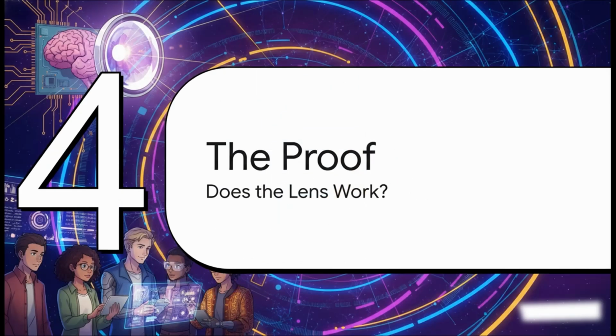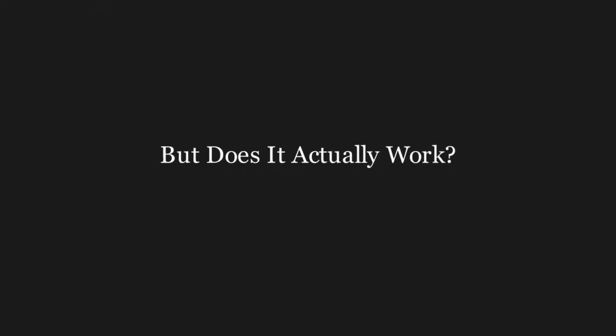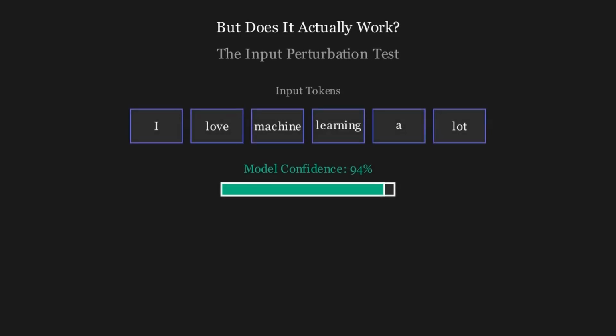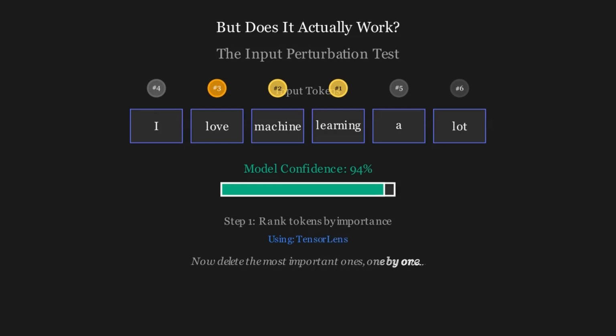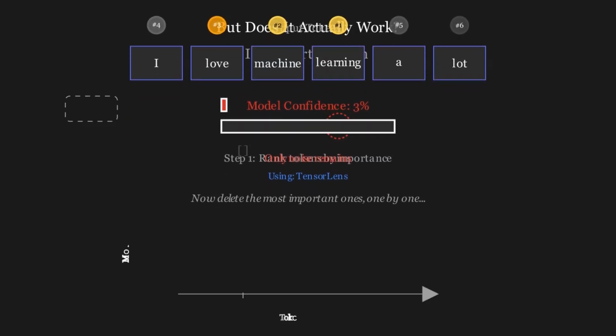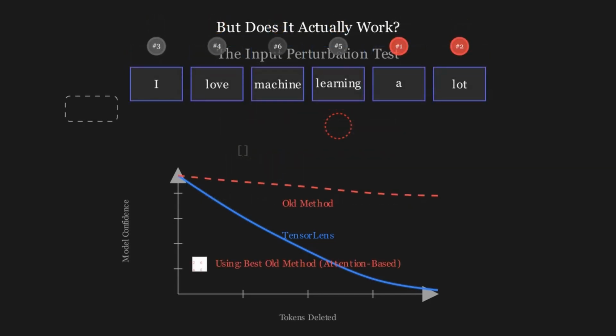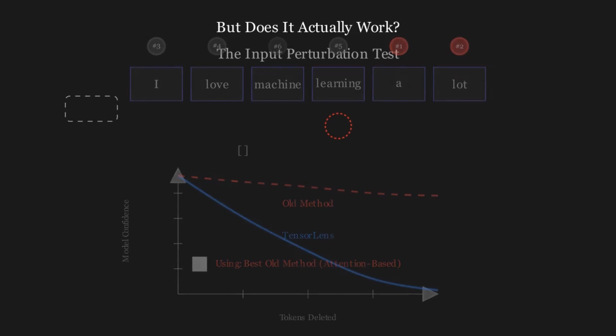All right, so this is a beautiful idea on paper. It's mathematically elegant. But the real question is, does it actually work? Does this new tensor thingy give us a genuinely better, clearer picture of what the model is doing compared to the old methods? To figure this out, they used a really smart experiment called an input perturbation test. The logic is simple. You use your tool, either Tensorlens or an old attention method, to rank which input tokens are the most important for the final answer. Then you start deleting the most important ones. Now, if your tool is accurate, the model's performance should just fall off a cliff right away, right?